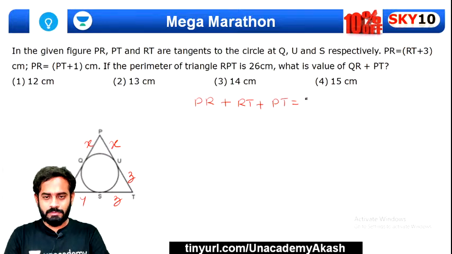So this is given as 26 centimeters because this is the perimeter. What is included in PR? In PR we have x plus y.